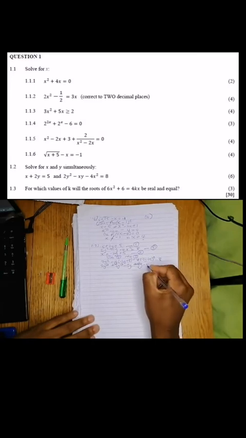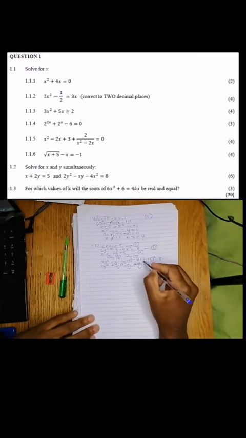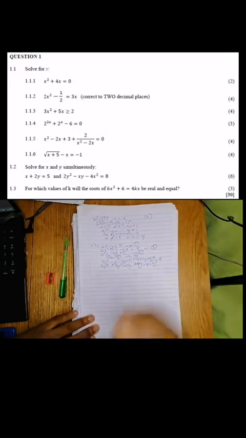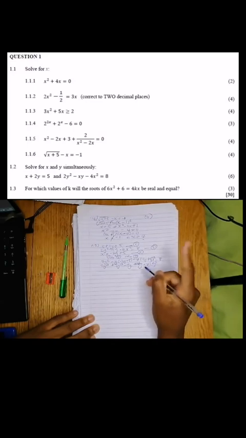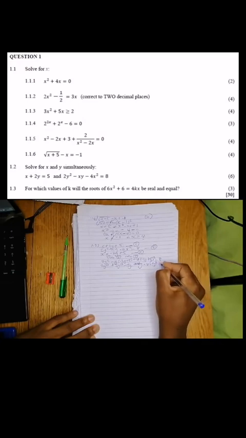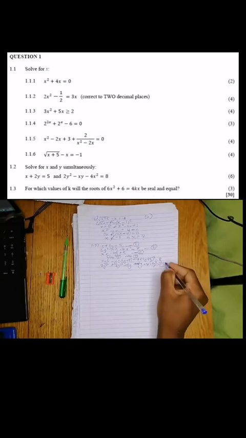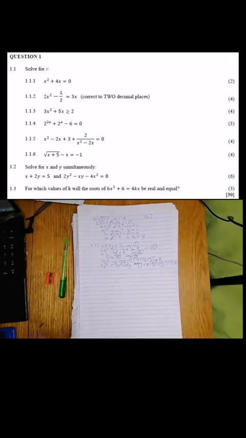We need to do a FOIL first, meaning that negative 2y multiplied by negative 2y is going to become 4y squared. And then negative 2y multiplied by positive 5 will become negative 10y, minus 10y is going to be negative 20y. And then 5 multiplied by 5 is going to be positive 25. And then it's equal to 8.